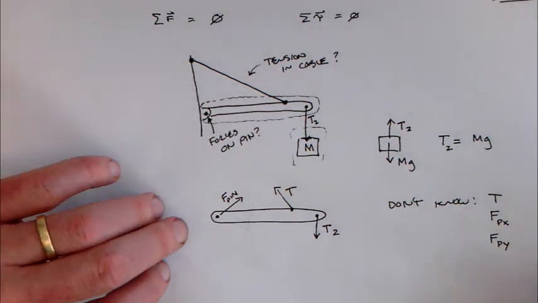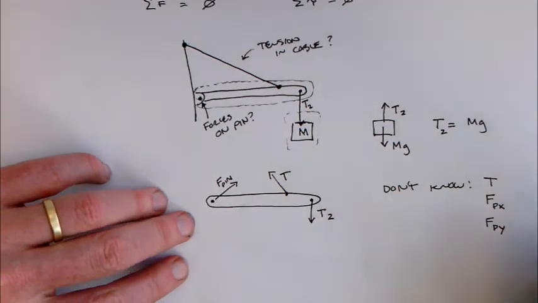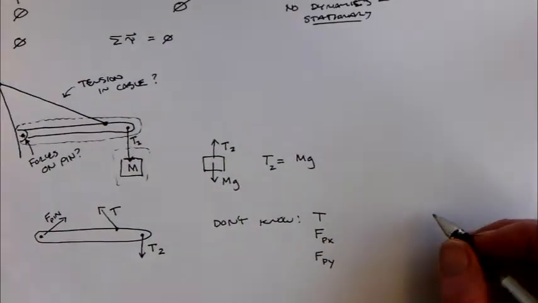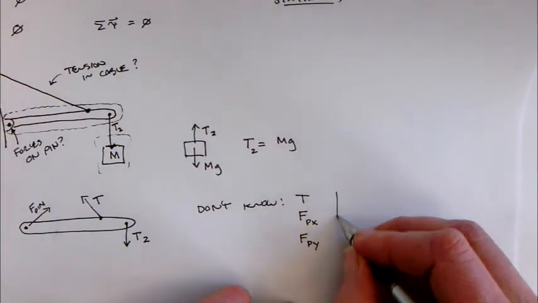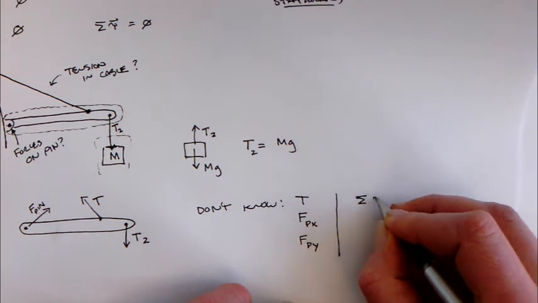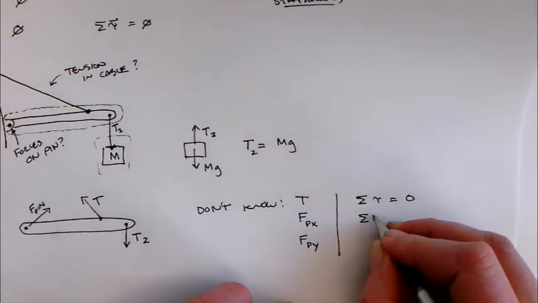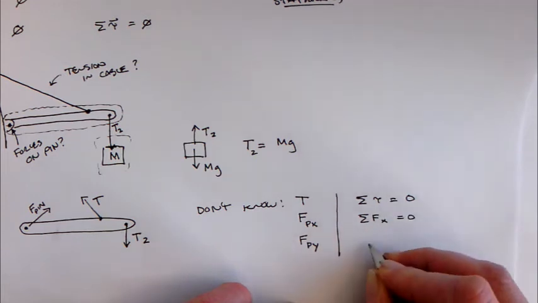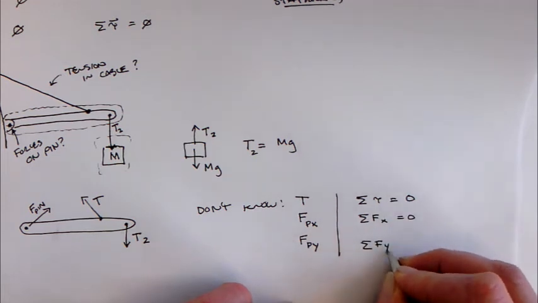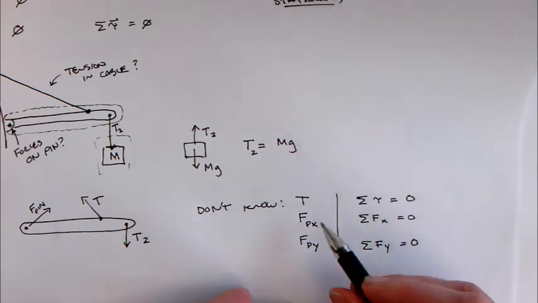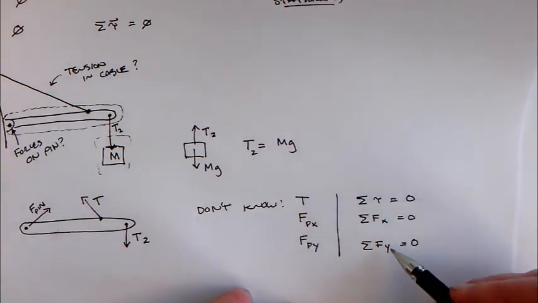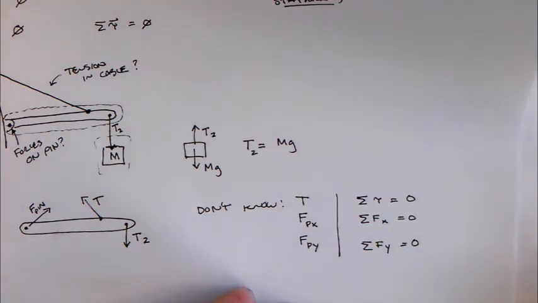Well, how am I going to figure out what those unknowns are? Fortunately, I also have 3 equations, right? One equation is that the sum of torques on the system has to be 0. One equation is that the sum of forces in the x direction has to be 0. And one equation is that the sum of forces in the y direction has to be 0. So I have 3 unknowns and 3 equations. In principle, I ought to be able to figure that out.